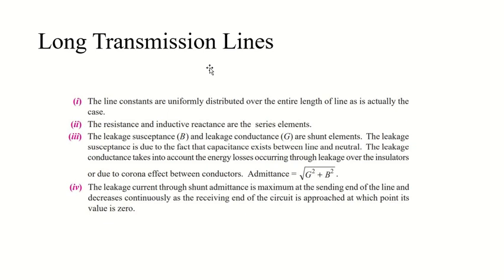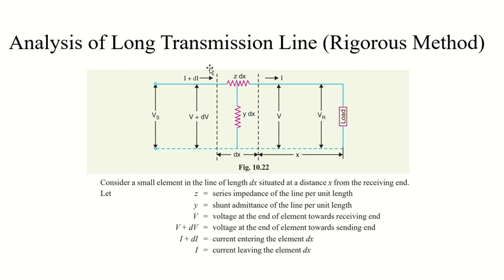So now that we are all clear about it, let's move forward towards the analysis part. This method which we use for the analysis of a long transmission line is also called the rigorous method. In this figure, which I've taken courtesy of S. Chand publication, VK Mehta, Rohit Mehta, Principles of Power Systems, the image shows a three-phase line with impedance and shunt admittance of my line, and both are uniformly distributed.